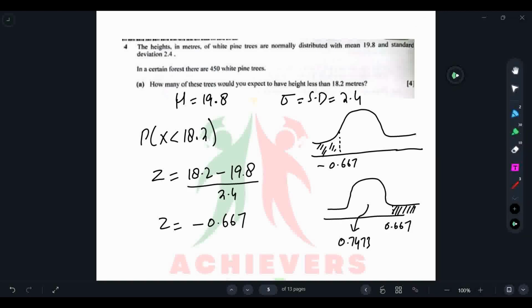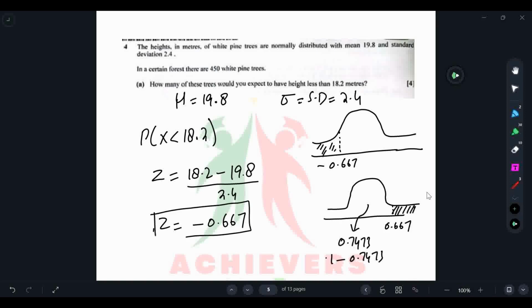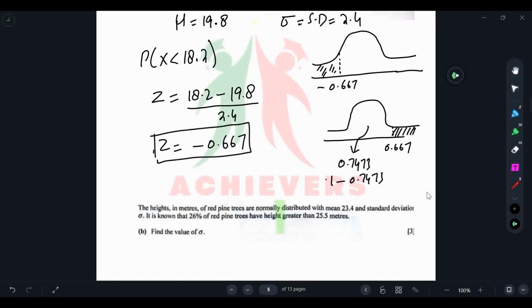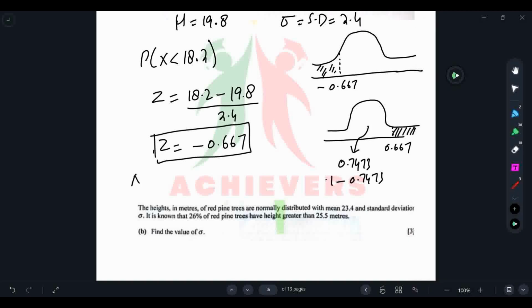So what we have to do, we have to subtract it from 1. So from here we can see that we need to subtract it from 1, 0.7473. So if we subtract this one, this will be equals to 0.2527. So the probability for this value of z will be 0.2527.